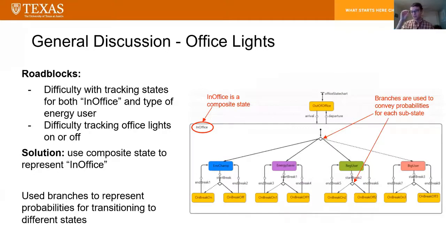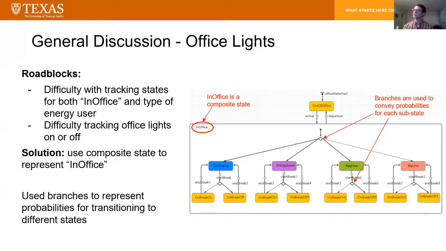So we also encountered a few different roadblocks in the third problem as well. The first was we had some difficulty tracking the different states of the agents throughout the day, both when they were in the office in one of the 4 different energy usage states, as well as when they went on breaks. If they were on break with the lights in the office on or off, we found that to be very hard to track. And so the way that we countered this was we ended up having the in-office state be a composite state where the different energy usage types were contained within that composite state.